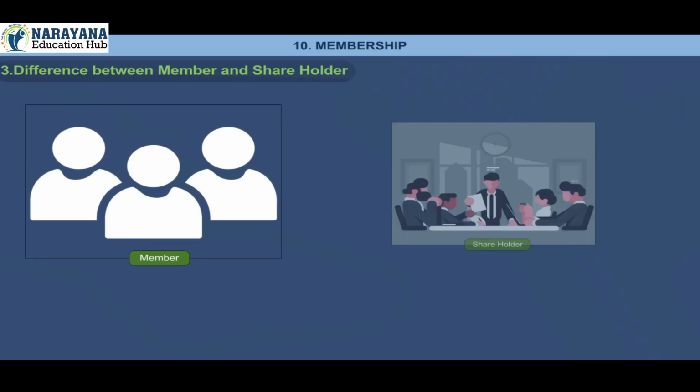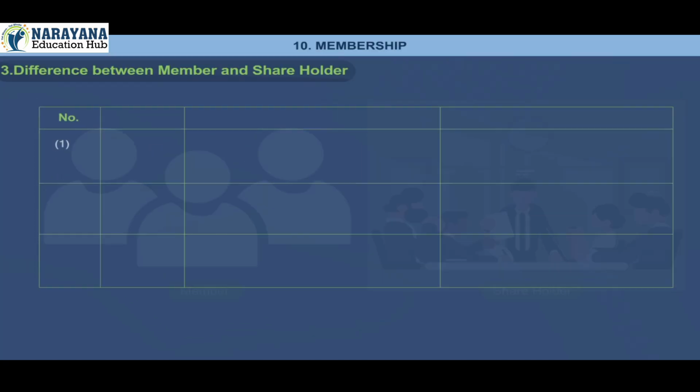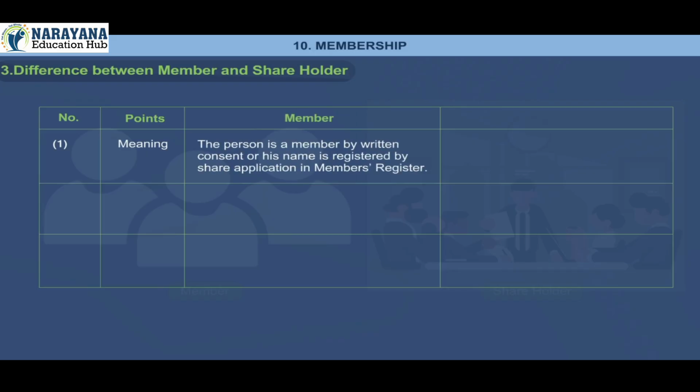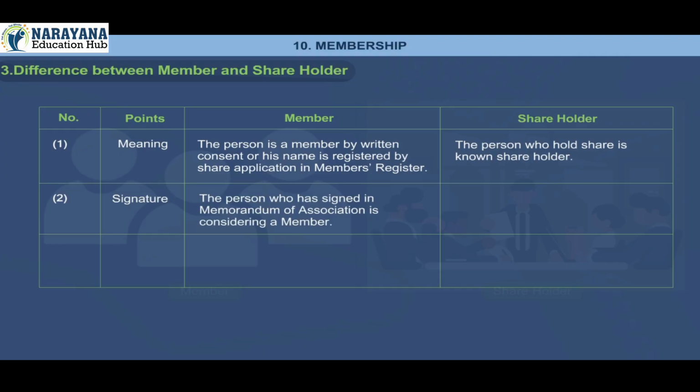3. Difference between member and shareholder. Number 1. Points: Meaning. Member: the person is a member by written consent or his name is registered by share application in the Members Register. Shareholder: the person who holds a share is known as a shareholder. 2. Points: Signature. Member: the person who has signed the Memorandum of Association is considered a member. Shareholder: the shareholder's signature is not necessary in the Memorandum of Association.